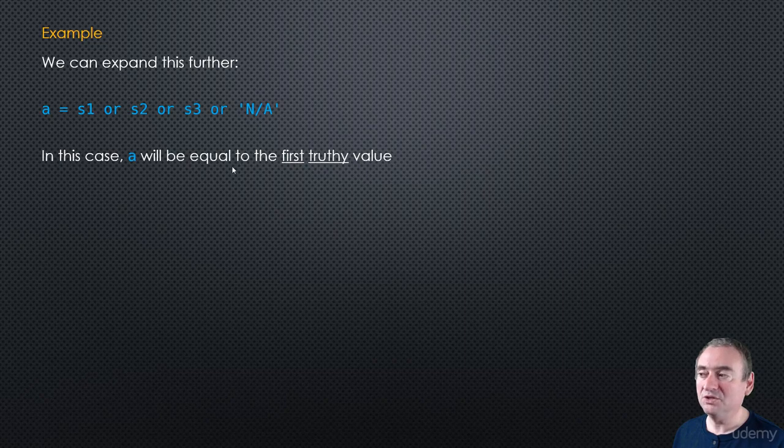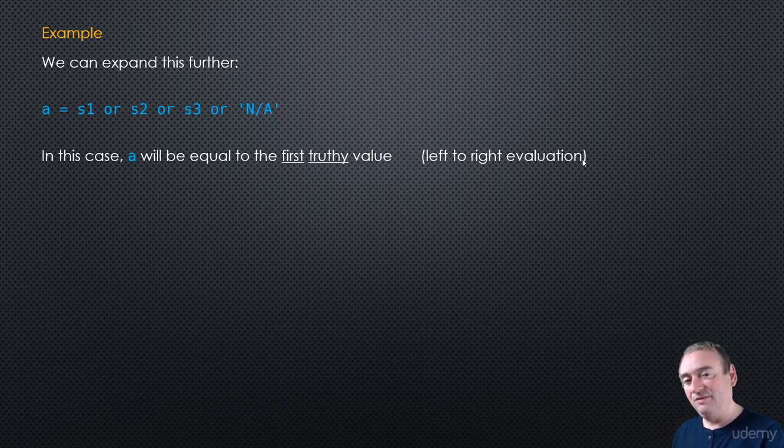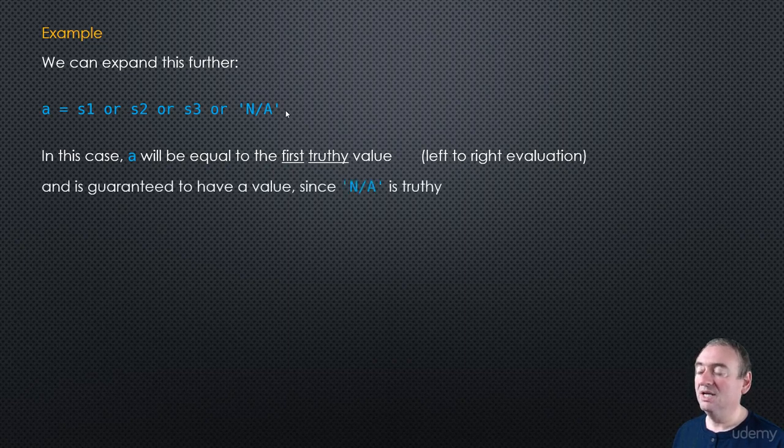be equal to the first truthy value, and it's the first truthy value because, as we mentioned before, in a case like this we have these multiple OR operators. Python will then evaluate them from left to right because these are all operators with equal precedence. So it will do a left to right evaluation. So essentially it's going to grab the first truthy value, and since the last one is always truthy, you're ensured that a is going to be at least NA, or it's going to be the first non-empty string in s1, s2, or s3. So you can expand that a little further.